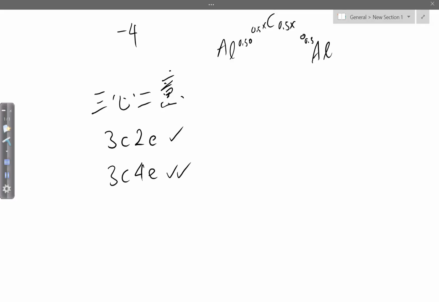So which bond is stronger, X or Y? Y. Y is shorter or stronger? Stronger. Why? Because it's more S character? Not more S character. Remember, this bond only got 1 electron maintaining it. What about this? There's 2.